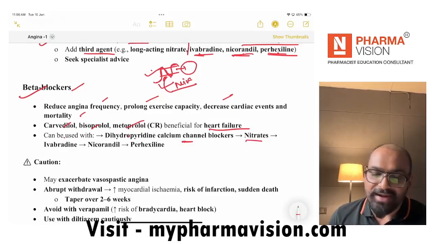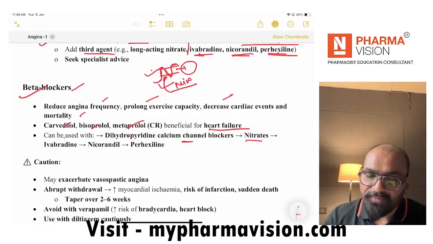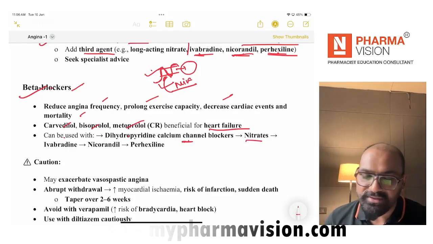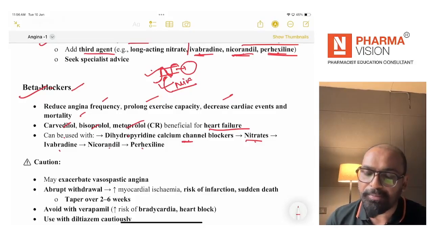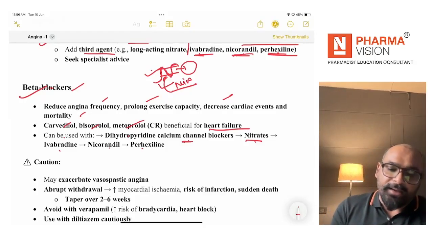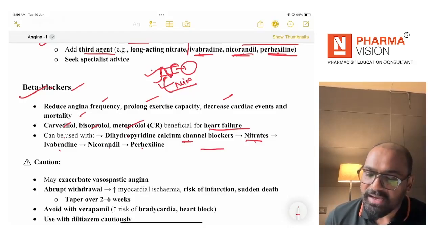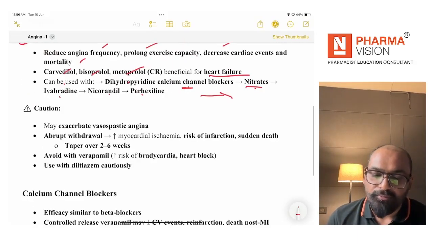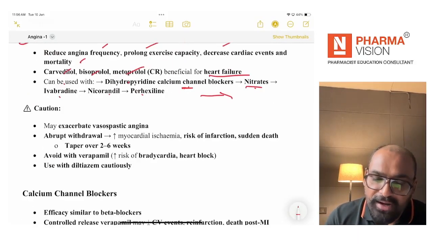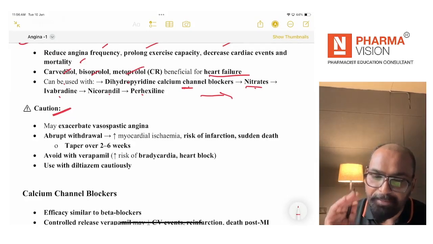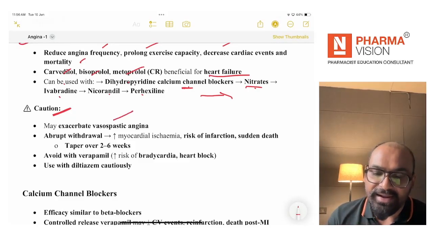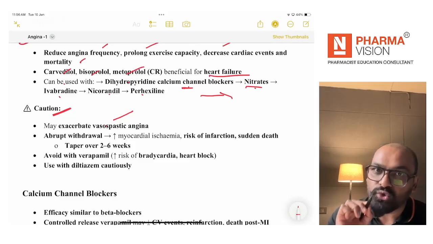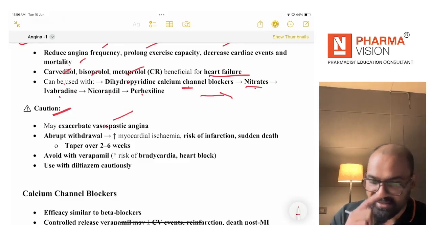Can be used with the nitrates. Okay. If not, then the calcium channel blockers, nitrates, ivabradine, nicorandil and perhexiline. So this is the sequence we can use the medications. Beta blockers, what are the questions you have to keep in mind? The first is vasospastic angina can exacerbate, that can get worse. So beta blockers should not be given to the patients who are suffering from vasospastic angina.